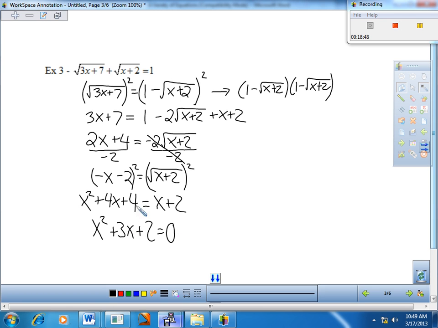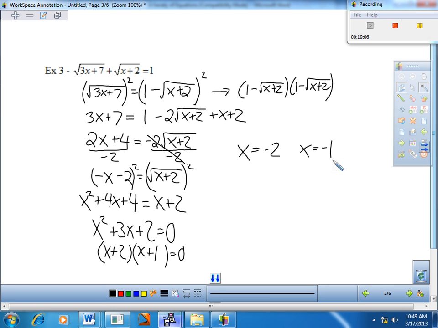So this stuff comes over. Now I factor and solve. And x plus 2, x plus 1 looks great. And at this stage, it's looking like x equals -2 and x equals -1.